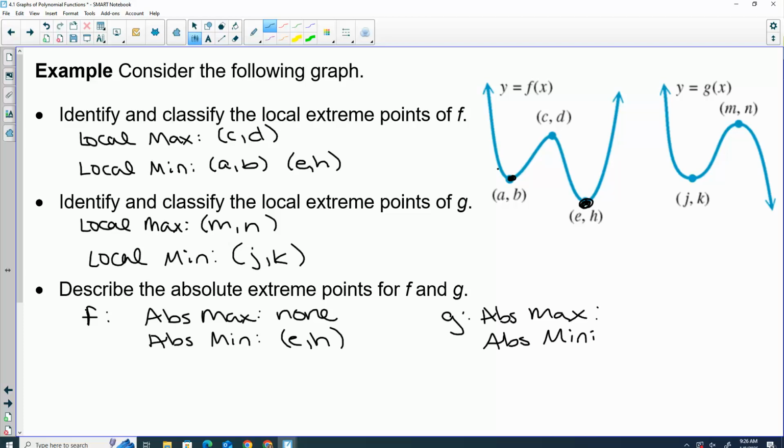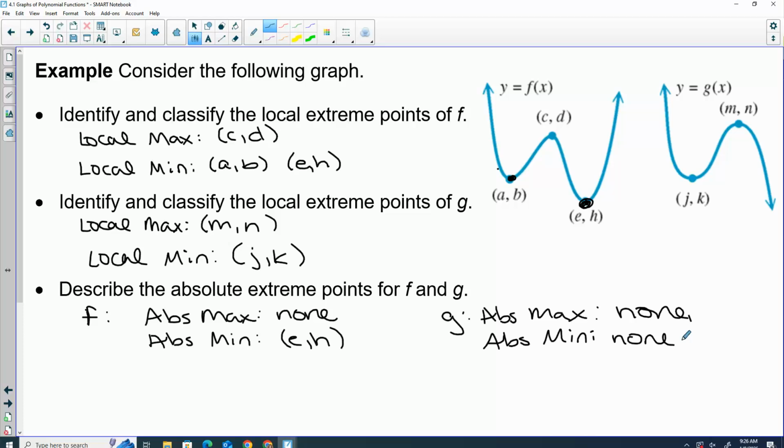You don't have to have absolute maxes and mins. A lot of times polynomials do not. When I'm looking at G, does it have an absolute max? No, because this end's going up forever, so there is no highest point. Is there an absolute min? No, this one's going down forever, so there is no lowest point. So no max or min for that one.